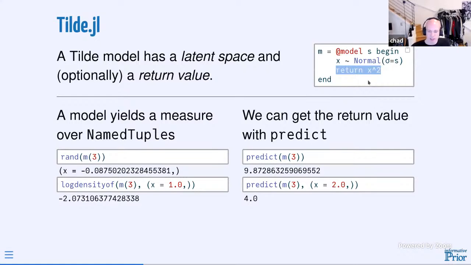If we want to bring this return value into play, then we use the predict function. So if I say predict(m(3)), that runs the model, making the random choices along the way, and I get 9.8 in this case. I can also give it any subset of the latent space. So here, if I give it a value for x, now the process of prediction is deterministic. And so if I pass in a 2, I just get a 4.